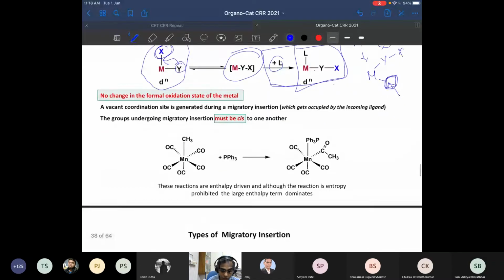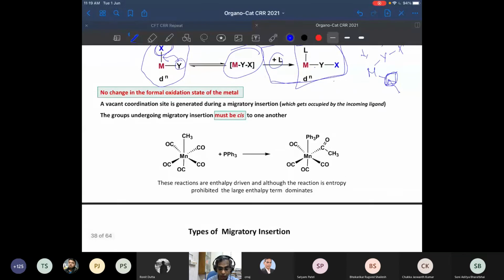So, one thing you need to remember: no change in the formal oxidation state. During the migratory insertion, nothing will happen. Only the insertion takes place, no oxidation. It's not a redox process. That you keep in mind.